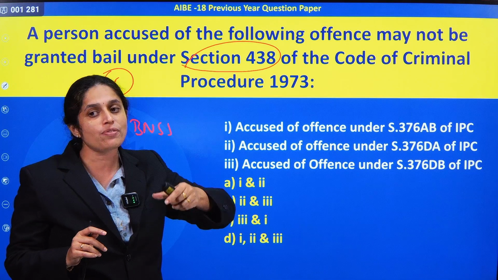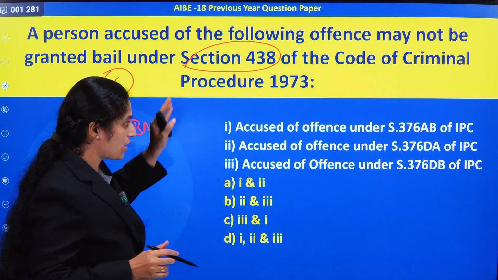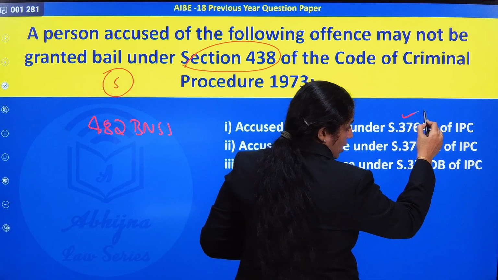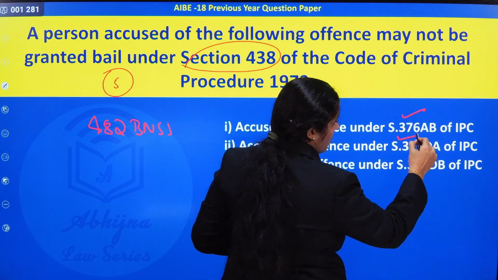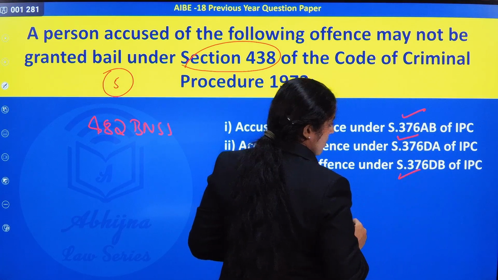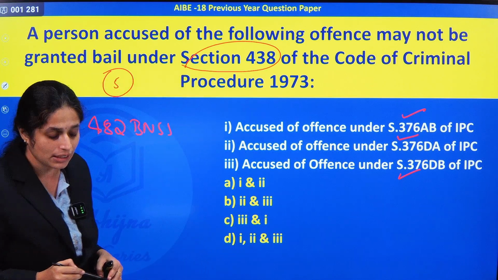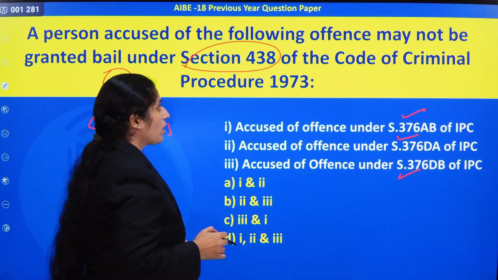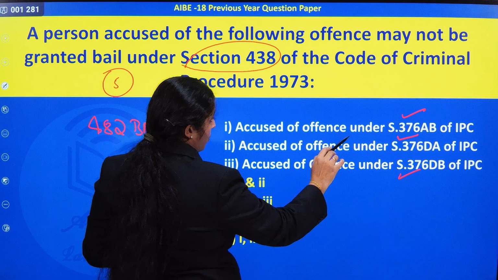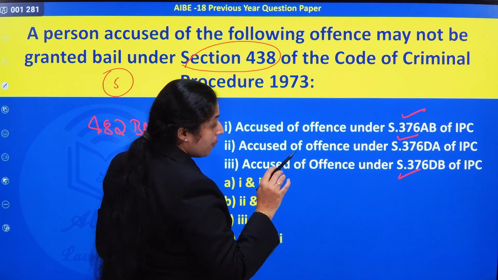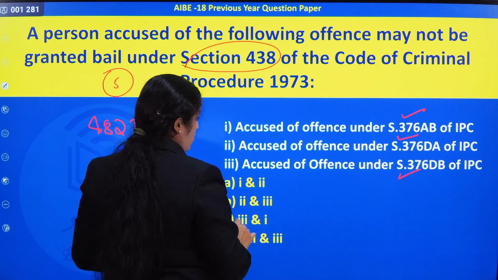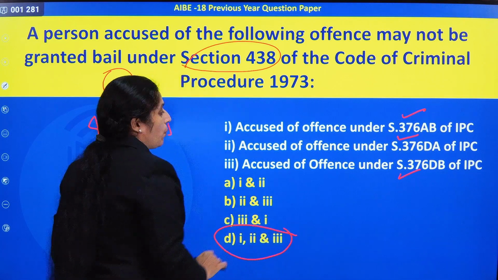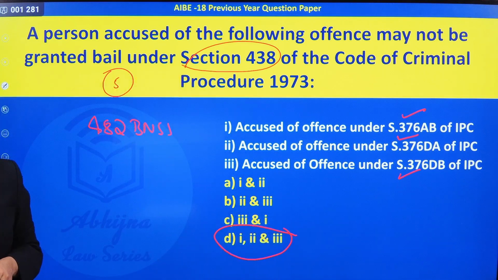So, it has given the list of certain offences. So, as per section 438, offences under section 376AB, 376DA or 376DB, all these cannot be subjected to anticipatory bail. For them, bail cannot be granted. That is why D is the answer, 1, 2 and 3. These are the answers.